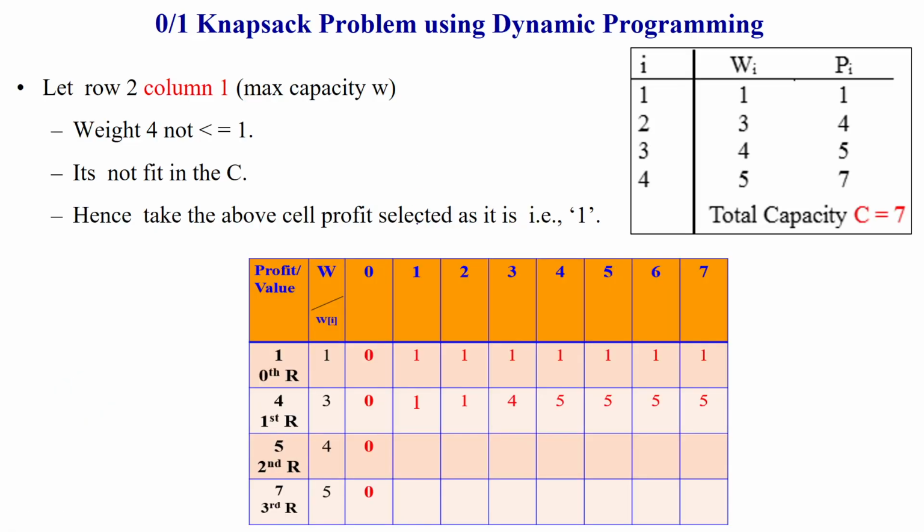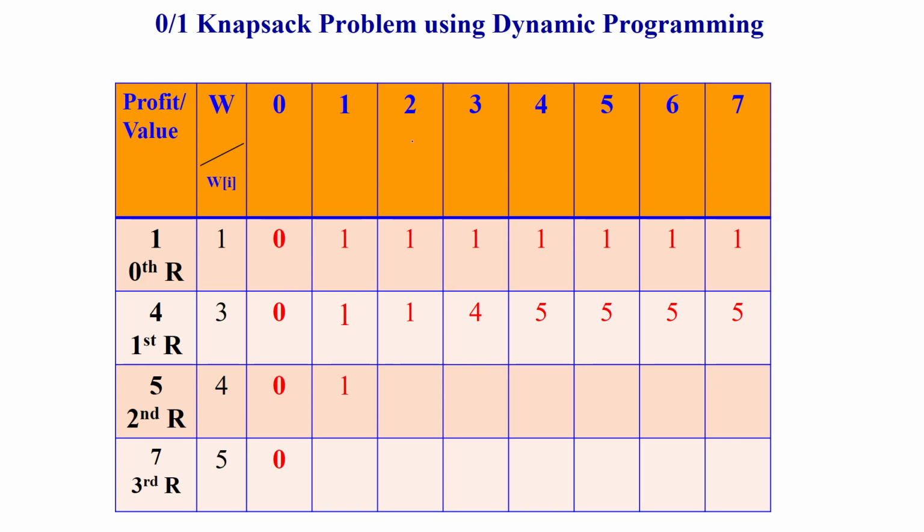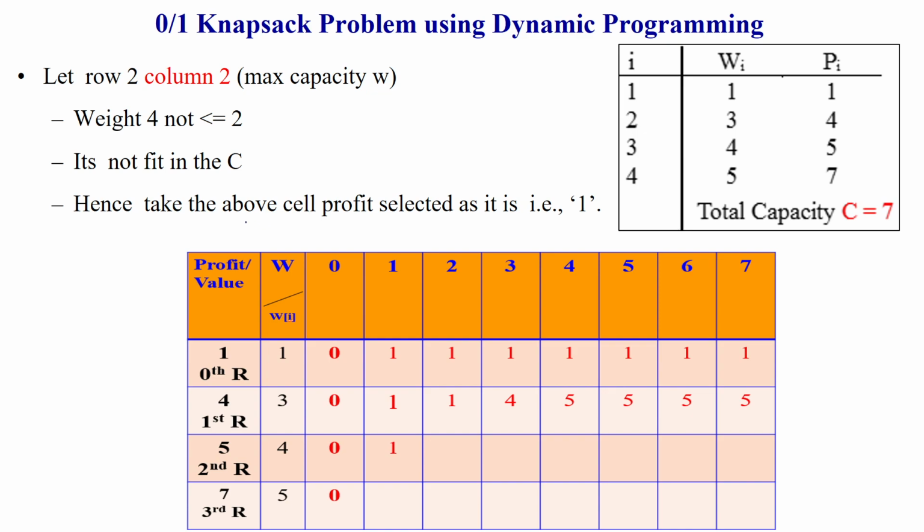Then like that, here the maximum weight of this column is 2, and the weight of this product is 4, so we cannot select here. If it is not possible to select, we have to write the above cell's profit, the previous row's profit, into here, so we write this.